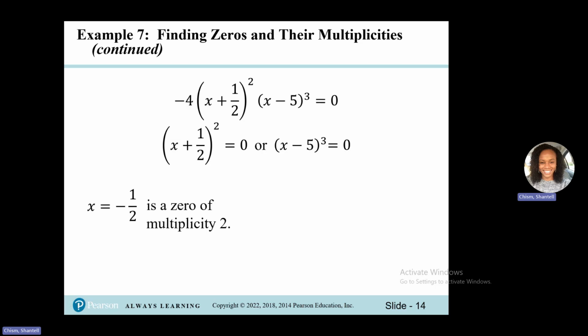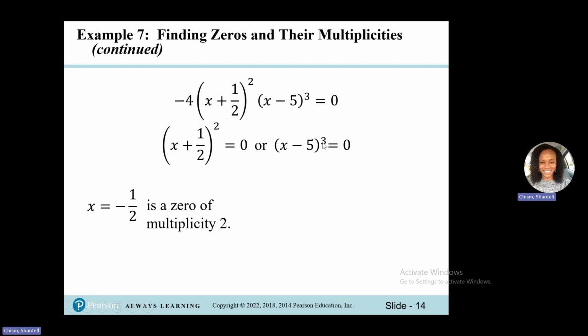So the -1/2 has a 0 multiplicity of 2. Why? Because it has an exponent here. So you would technically break it apart and show this twice. X plus 1/2 equal to 0, x plus 1/2 equal to 0. So you would solve it twice technically, which means you'd have the -1/2 as a solution, as a 0 twice. So a multiplicity of 2.